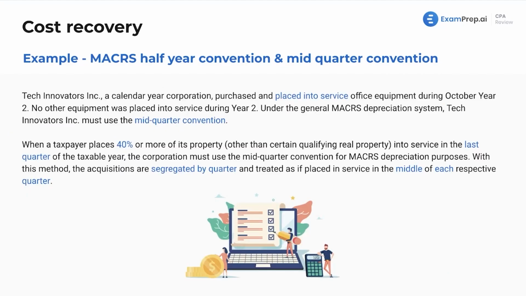All right, more examples. It's the best way to learn. I love it. Tech Innovators, a calendar year corporation, purchased and placed into service office equipment during October year 2. No other equipment was placed into service during year 2. Now, under the general MACRS depreciation system, we must use the mid-quarter convention here. When a taxpayer places 40% or more of its property, other than certain qualifying real property, into service in the last quarter of the taxable year, the corporation must use the mid-quarter convention for MACRS depreciation purposes.